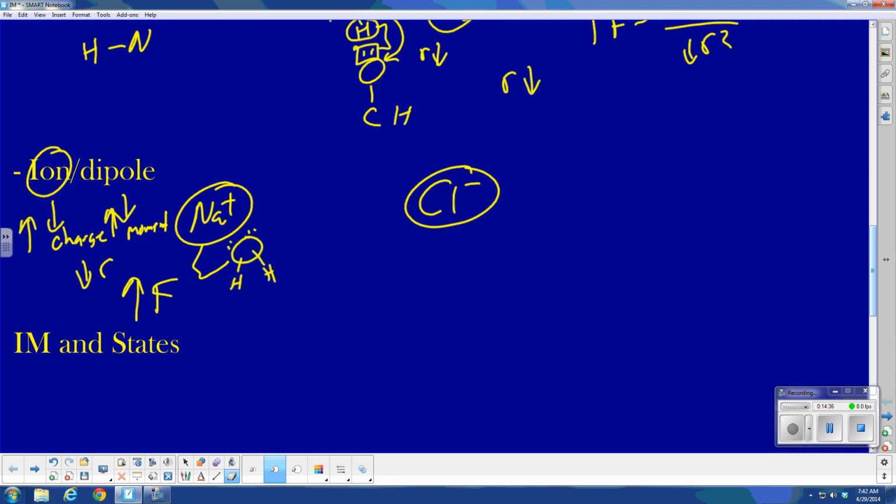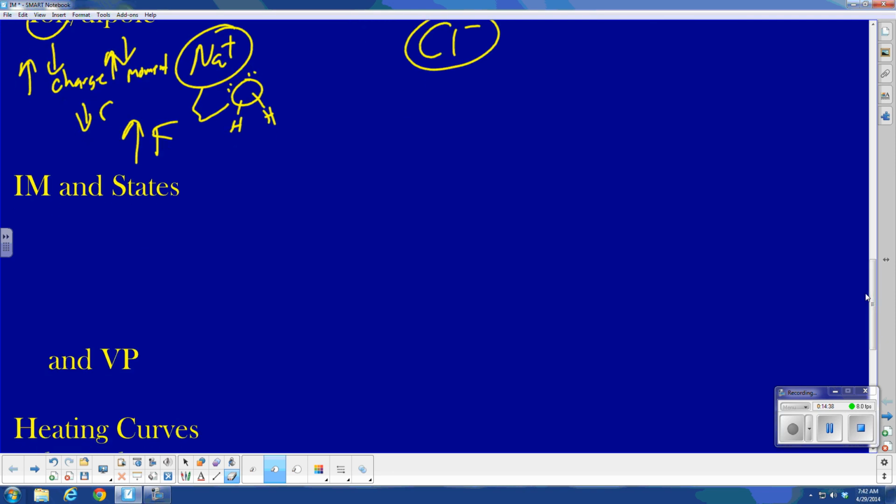Now, where does this all lead to? It leads to IM forces and states. The major idea is, what I always think is there's a competition between my IM forces and average kinetic energy, right? In the determination of states. So if we're at any temperature, IM forces and the state have a direct relationship.